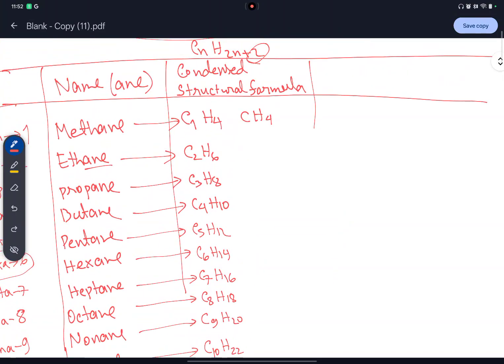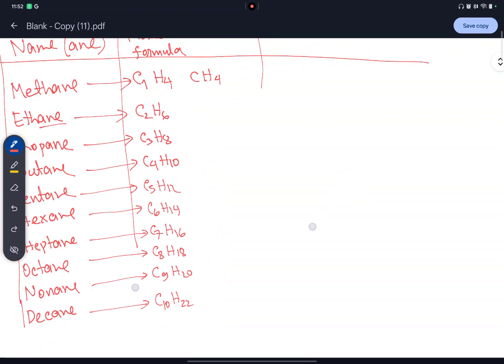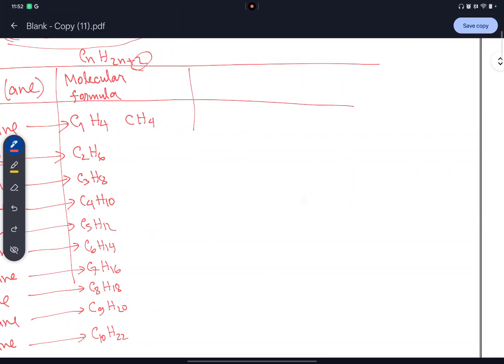So we'll just learn the first 10 names and their formulas. Not structural formula, this is actually the molecular formula. So let's write molecular formula, because it is showing the exact number of carbon and hydrogen in the formula. So these were the molecular formulas of the first 10 alkanes.